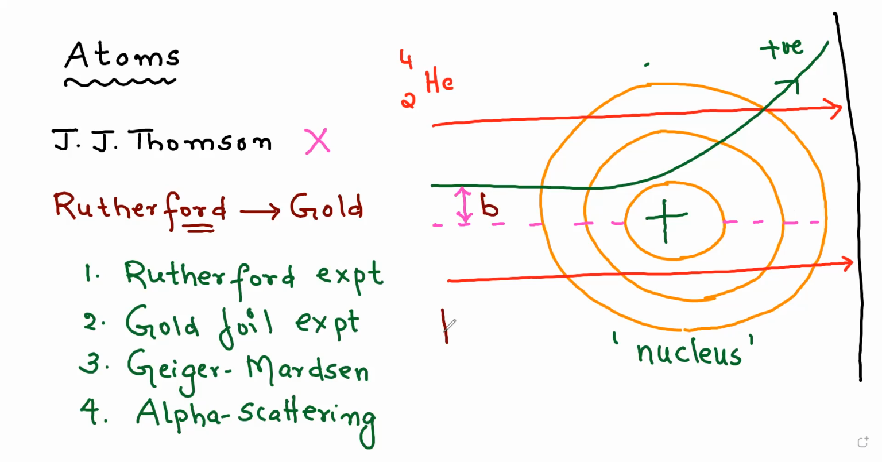It is seen that when the impact parameter is less, that means the ray is very close to the nucleus and hence it will be scattered more. So when impact parameter is less, the scattering will be more. And when the impact parameter is more, that means the ray is far away from the center and hence the scattering will be less. So the final conclusion of Rutherford atom model was that every atom has a centrally placed nucleus and electrons are revolving around the nucleus.